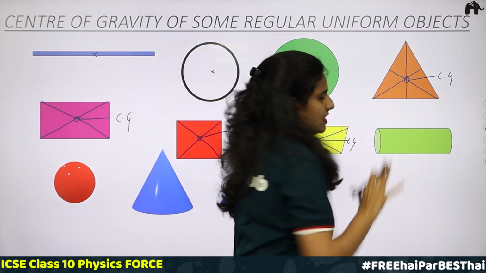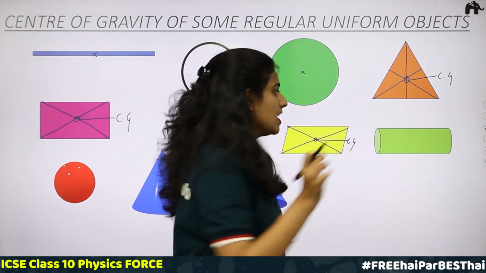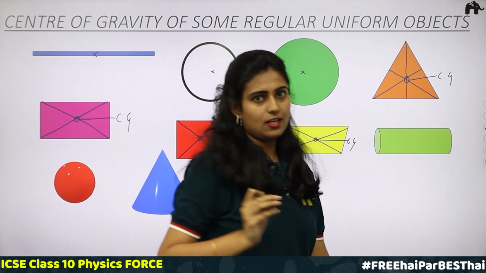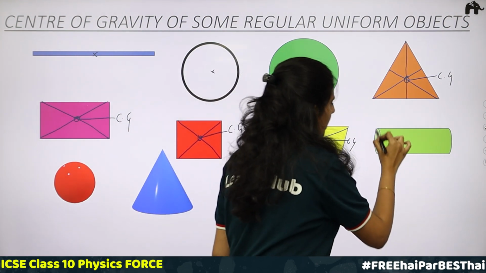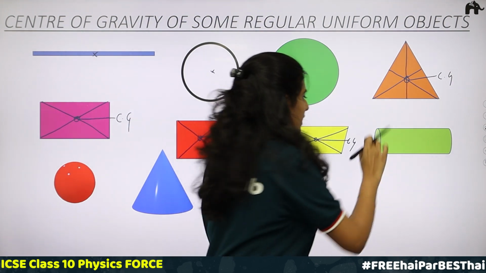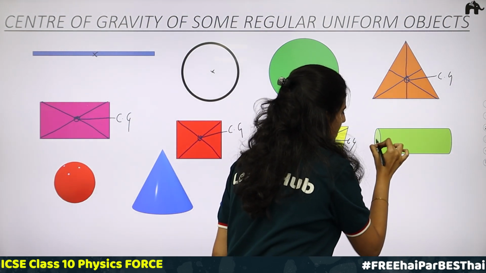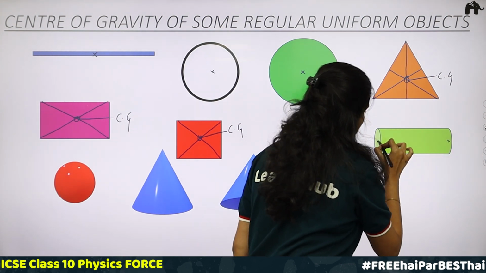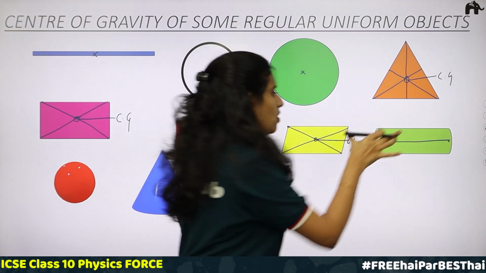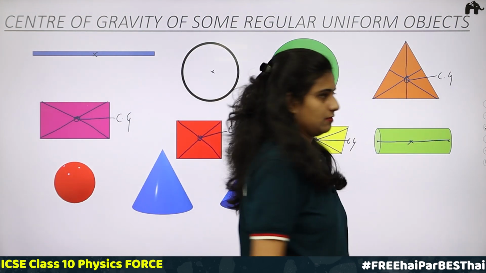Next we have a cylinder. How to find the center of gravity of a cylinder? The center of gravity of a cylinder will be at the midpoint of the axis of the cylinder. Now how to find the axis of the cylinder? Here the cylinder will be having a base and the top. Okay, they will be circles. For the circles, you will have centers. Okay, when you join these centers, you will get the axis of the cylinder, and the midpoint of this axis will give you the required center of gravity.